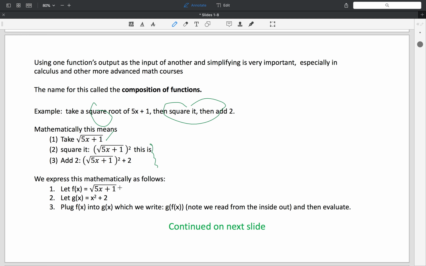So mathematically, we can think about it this way. Let one function be f of x, the square root of 5x plus 1, and let g of x be the squaring and adding 2. So this would be my g of x right here, and then right here would be f of x. Now, when we combine them, I'm going to plug f of x into g of x, and that has this special notation. And note, we start from the inside out. We'll do f of x first, and then we go to g of x. So we're going to continue this on the next slide.